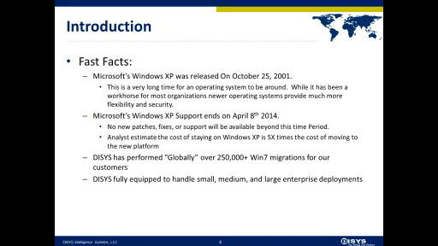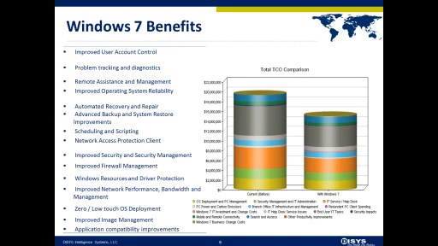this, and we'll talk about some of our lessons learned in that environment, some of where the customer base is currently standing on trying to get a big rush to get this moved out of the environment. DISYS, particularly within our environment, has performed over 250,000 migrations for our customers. We're fully equipped to handle the small, medium, and large enterprise level deployments. I'm going to turn this over to Jim Bloomingdale to talk about some of the Windows 7 benefits.